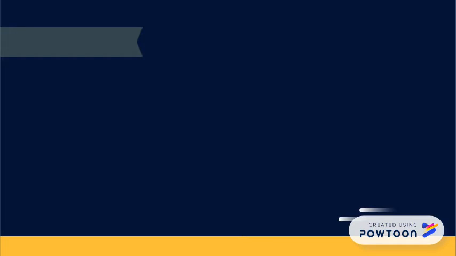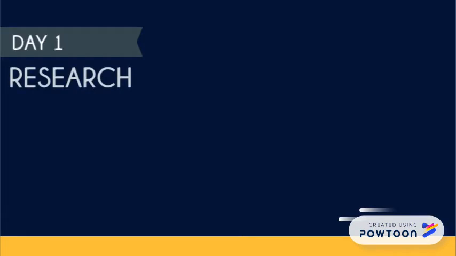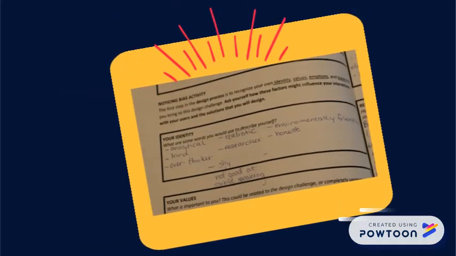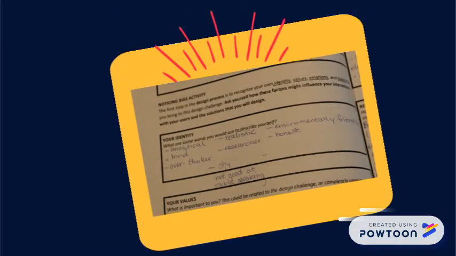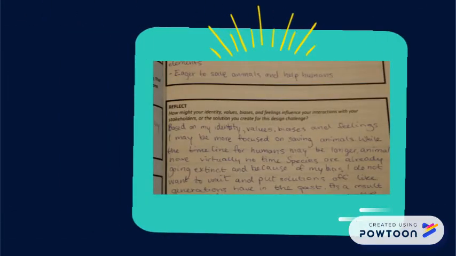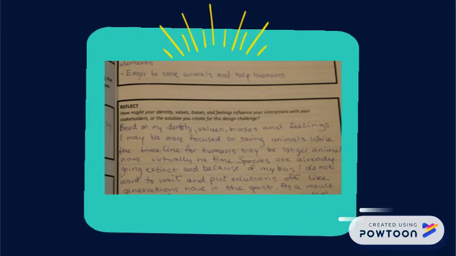The first step in the design process is to recognize your own identity, values, emotions, and biases that you may bring to this design challenge and how it could influence the solution you come up with. This helped get students into the positive yet critical headspace before starting their research on their chosen theme.